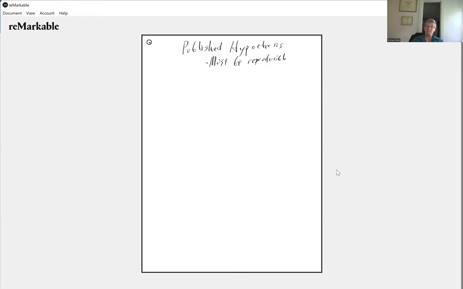So for a hypothesis, it has to be reproducible. If it is reproducible often enough, over many, many years, it becomes a theory. That's the difference between a theory and a hypothesis. A hypothesis is fairly new.